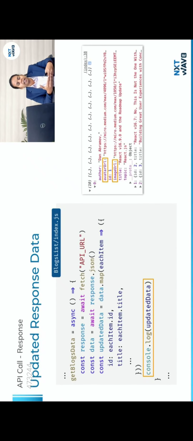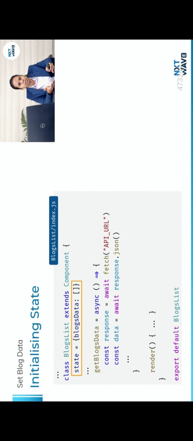Now we have to set this data into the state object. Firstly, we'll write state. Initially the blogs data would be empty, so we have written an empty array there. Initially we have set it as an empty array.